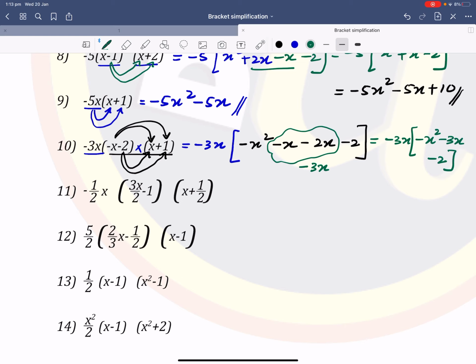Now what you can do, you can multiply inside individually. So once you do that, I'm going to write it here. It's going to be plus 3x to the power 3. Again, plus 9x squared. Again, plus 6x. So do it carefully.